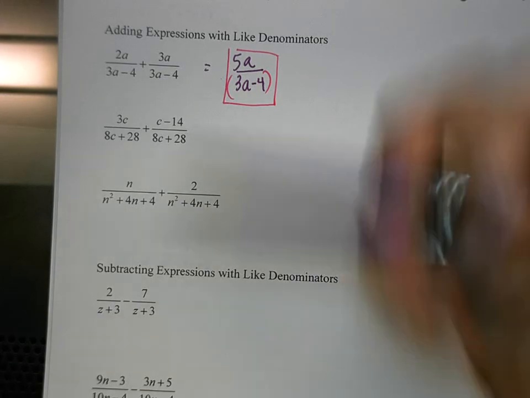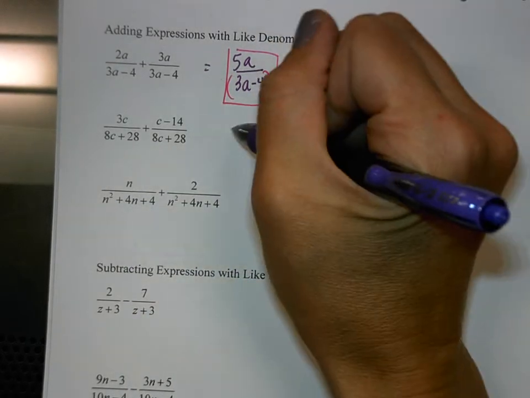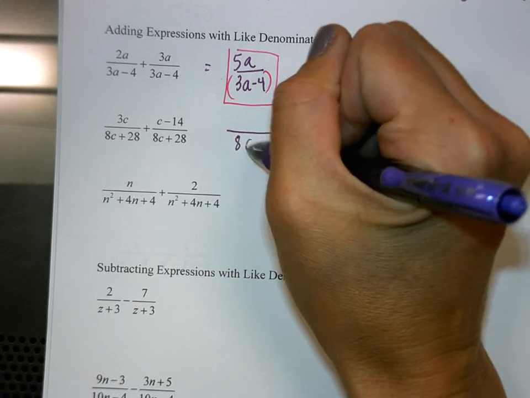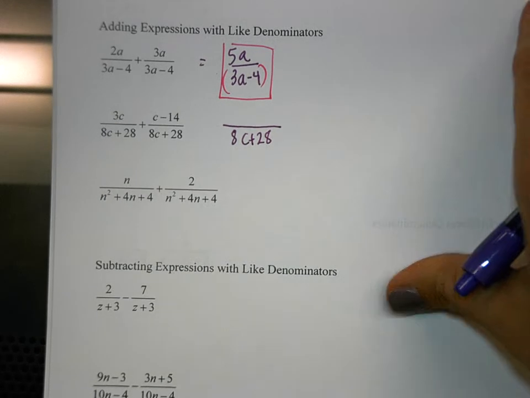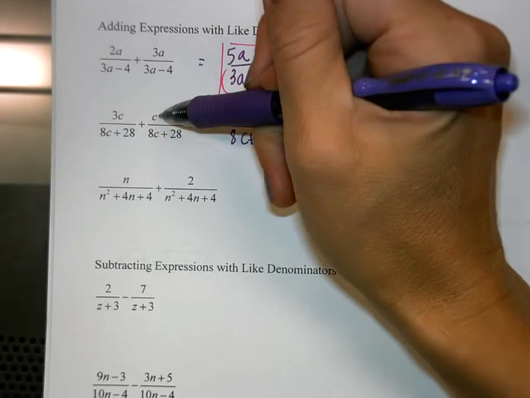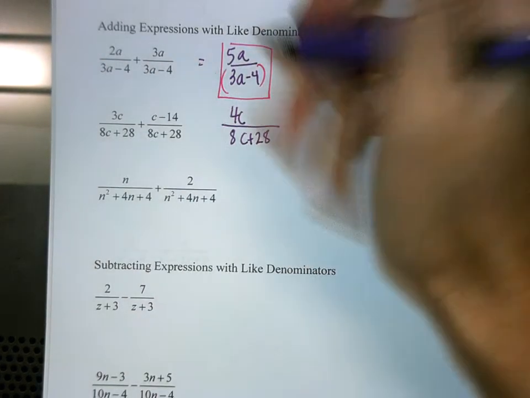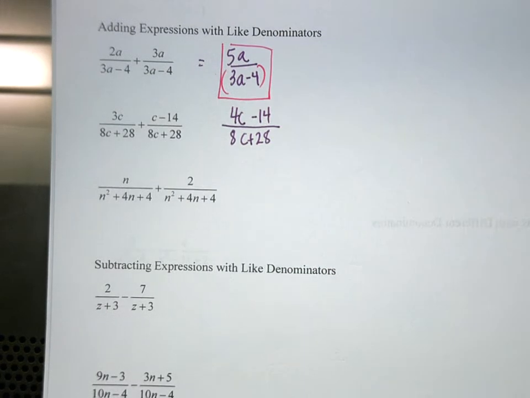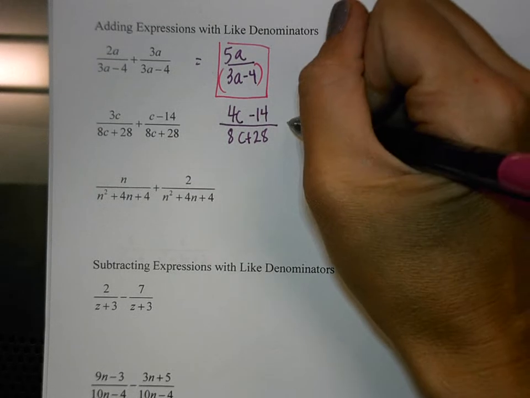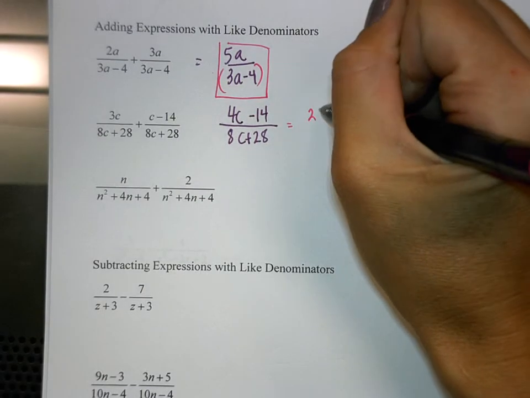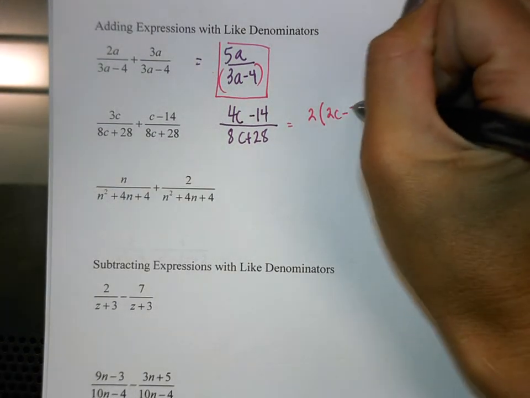Okay, next one here. Do we have common denominators? And so oftentimes I will just rewrite my denominator because I know that's going to stay the same, and then I'll go back and simplify the top. I have a 3c and another c, which would make 4c, and then minus 14. Good. Can I factor or reduce anything? Okay, so on the top, what can I factor? I can take out a 2, and when I take out a 2, what am I left with? 2c minus 7. Very good.